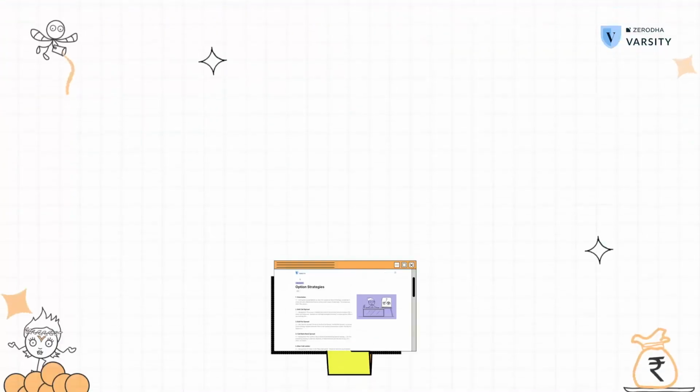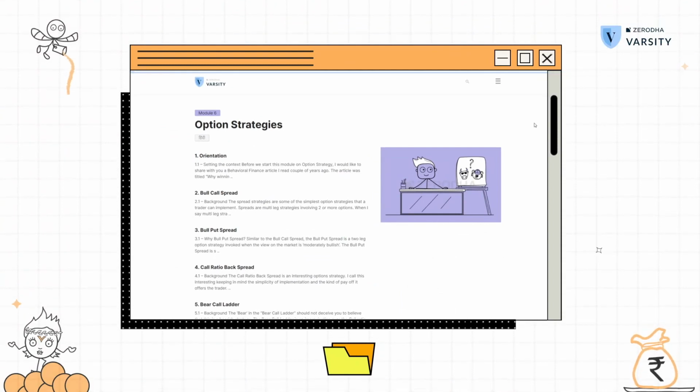So these are certain strategies that you can use when you're uncertain about the directional movement of a stock. Of course, there are other direction neutral strategies such as the iron condor, iron butterfly, long and short strangles. We've discussed these strategies extensively in Varsity. Please do give it a read.